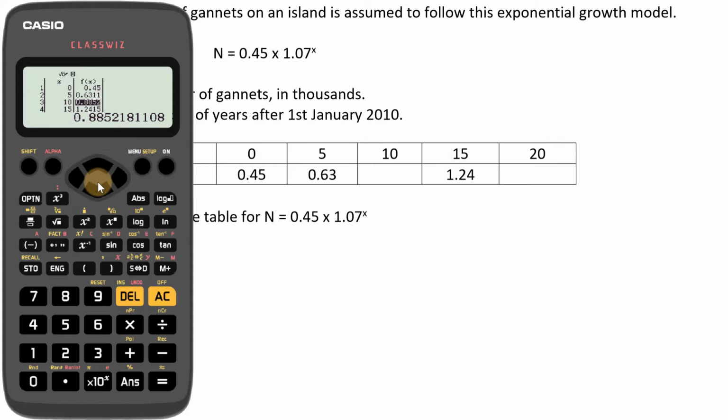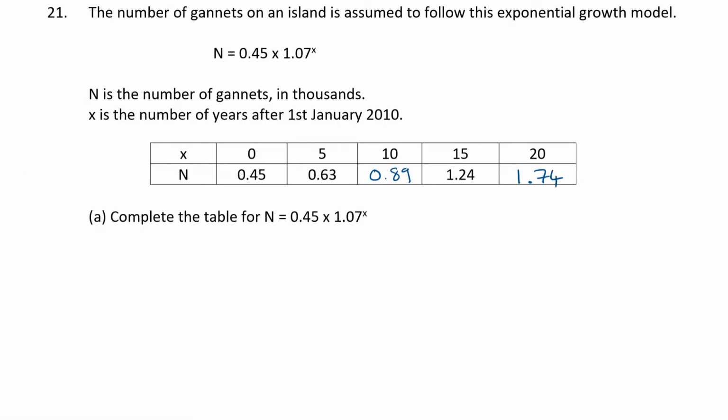So I'm going to do the same thing and round that off. I'm going to write in 0.89 under there for 10. And then I've got my 15 value. You should be reassured again that it matches up with the one that's in the table. And then finally, I've got my 20 value, which is 1.74. I'm going to write that in, 1.74. Okay, job done. Thank you, calculator.